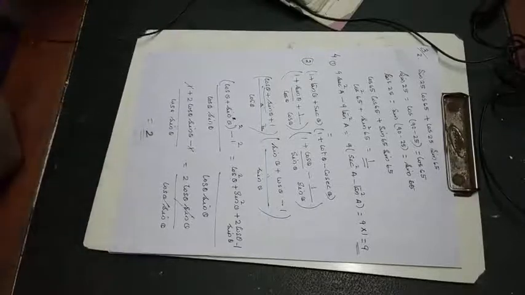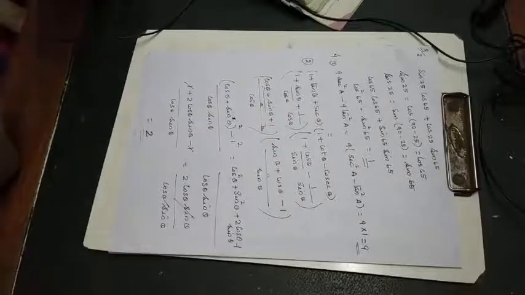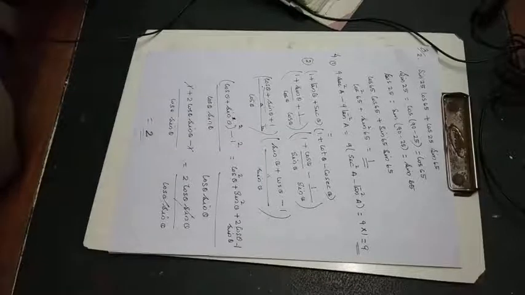So how have we done that one? We changed everything, that tan, sec, cot, cosec, everything in terms of sin and cos. Then took LCM, then made use of the identity A plus B into A minus B. Then cancelled. So your final answer is 2.